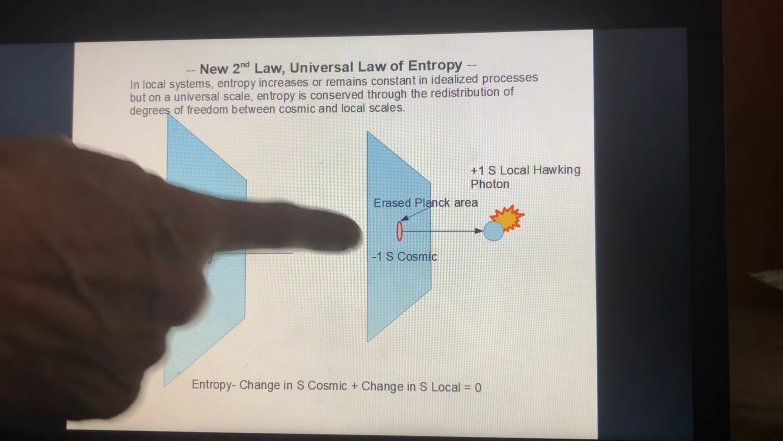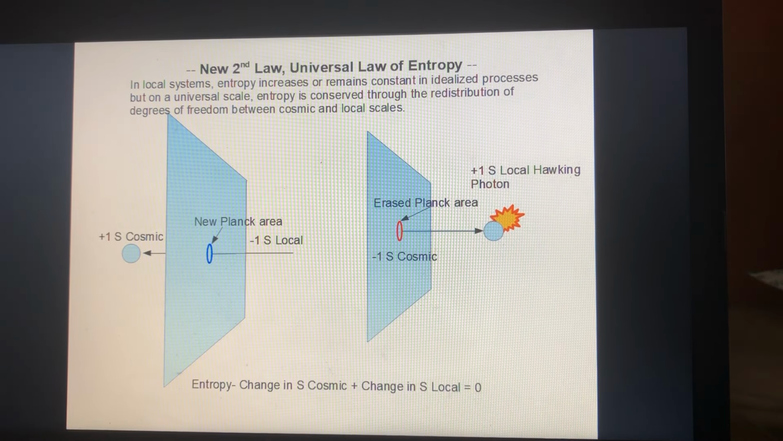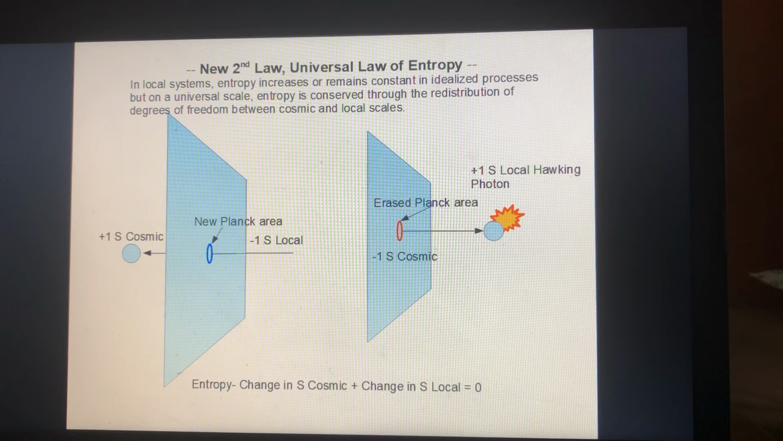And here we have the opposite. We have local spin entanglement, and we need spins resolved. So the cosmic horizon emits a gravity bit, becomes smaller, and a local particle emits a Hawking photon to conserve the energy.